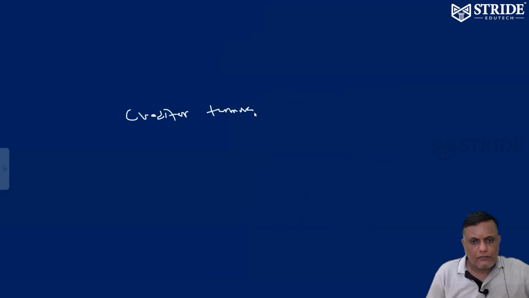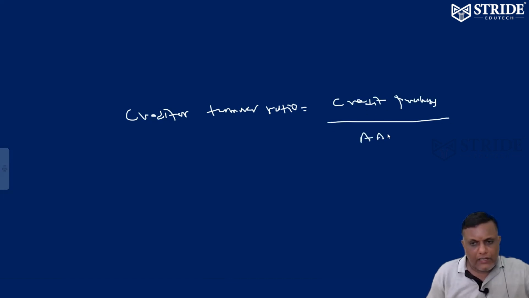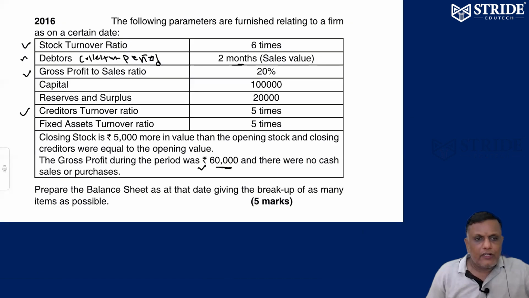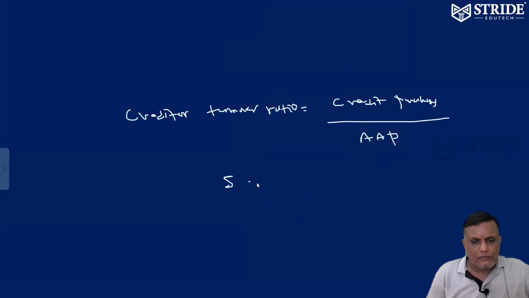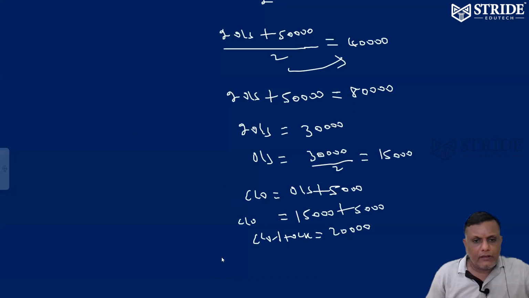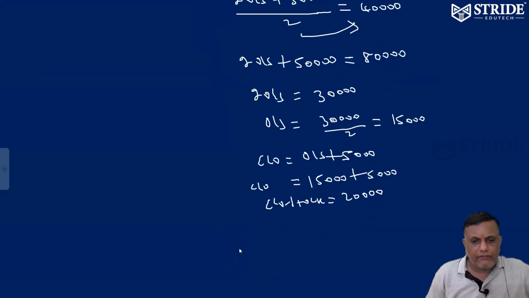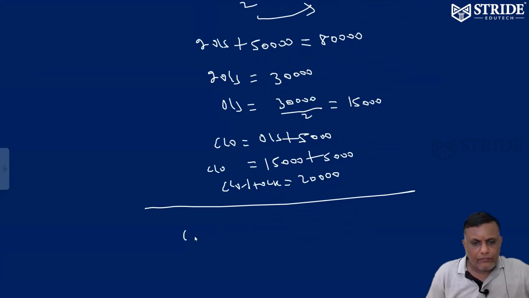So credit turnover ratio is equivalent to credit purchase by average accounts payable. Credit turnover ratio is 5 times. Sorry, credit purchase is not known. We can find it.